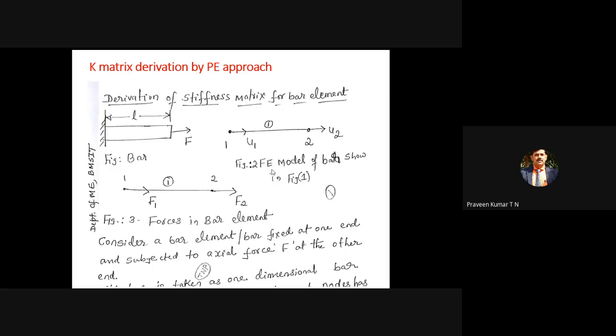Now you are considering the bar element. It is like a fan rod. I am giving the same example. The fan rod is fixed at one end. Because of the self weight of the fan, this is the force applied. The external force is not necessarily someone pulling the fan rod.